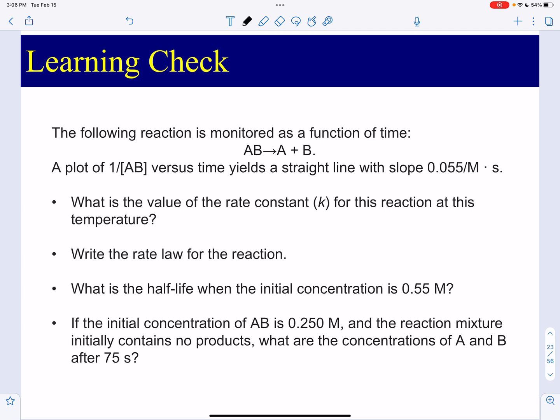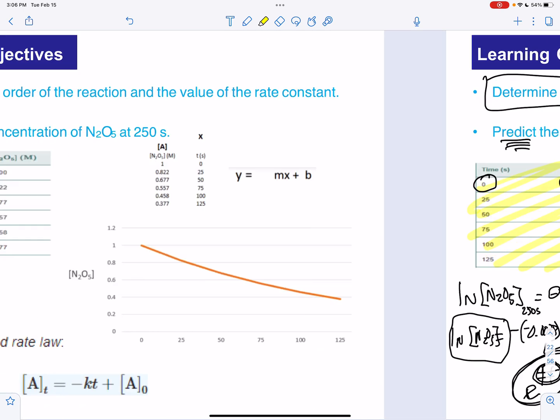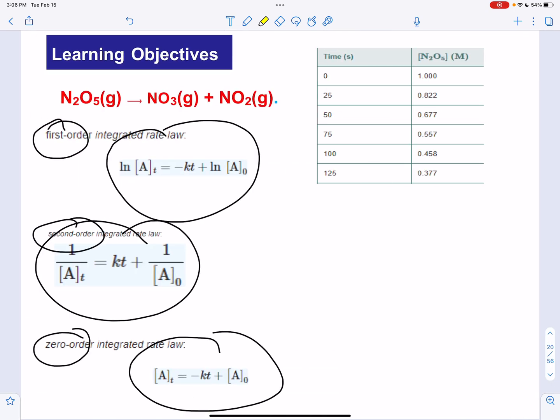So let's do another problem. The following reaction is monitored as a function of time. We do a plot, so we're going to graph 1 over AB, or the reciprocal of AB, versus time. So let's go back and check that out. The reciprocal versus time. Here are our formulas.